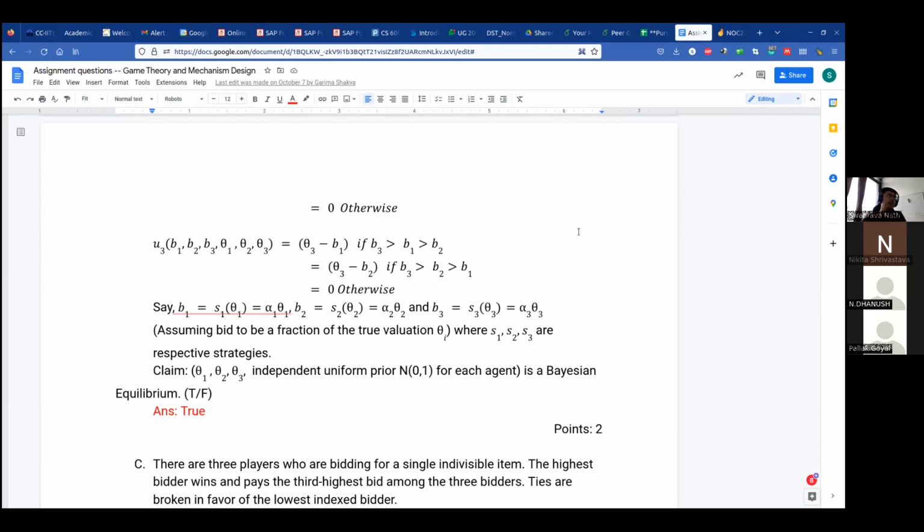Here also the idea is very similar. You want to find out which one is the Bayesian equilibrium. That means you want to find out which of these alpha i's will actually fit that definition of Bayesian Nash equilibrium. So can you just tell me what did you try out and where did you get stuck? What was your approach to this?